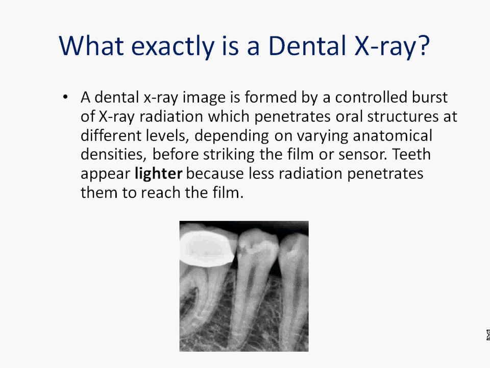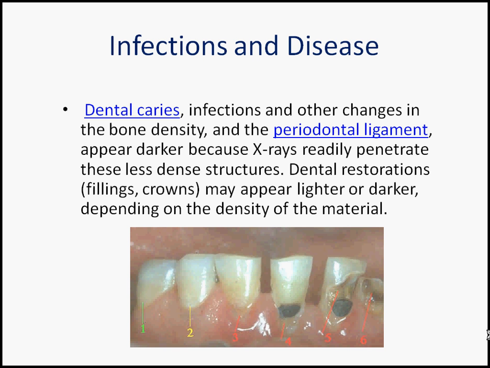Teeth appear lighter because less radiation penetrates them to reach the film. Infections and disease, dental caries, infections and other changes in the bone density, and the periodontal ligament appear darker because the X-rays readily penetrate these less dense structures. Dental restorations, like fillings and crowns, may appear lighter or darker depending on the density of the material.